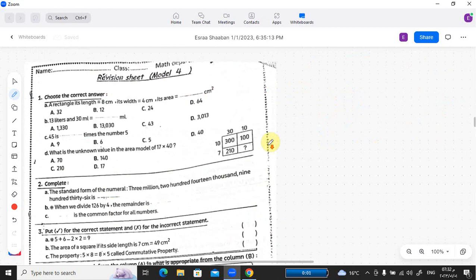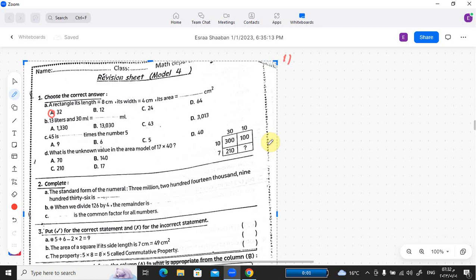Let's move to model number 4 and choose the correct answer. A rectangle, its length 8 and width 4. We solved it before. Area means letter L, length times width. So 8 times 4 equals 32.